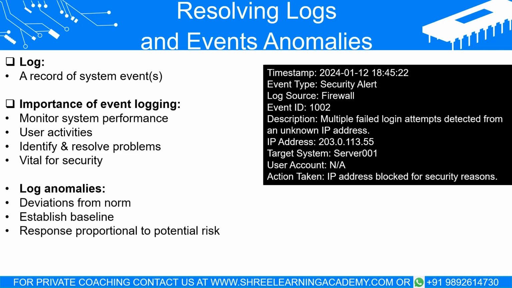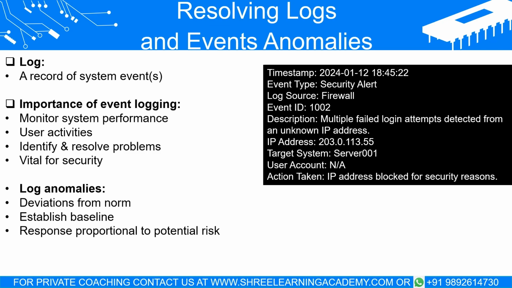Identifying and responding to log anomalies. An anomaly in the context of event logging is an activity that deviates from the norm or expected behavior. For example, an anomalous event could be an attempt to access a restricted file, a sudden surge in network traffic, or a system process consuming more resources than usual. And when these anomalies occur, they must be addressed promptly and specifically.